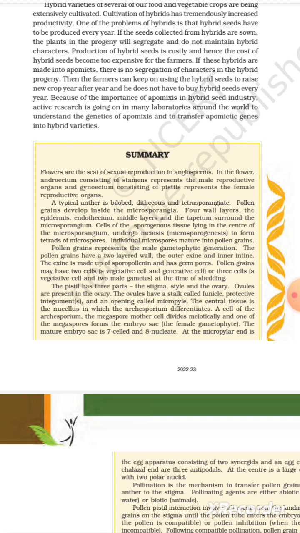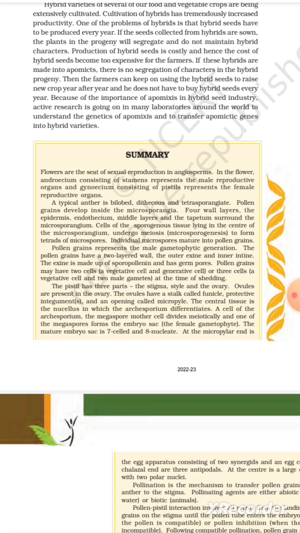At the time of shedding, the pistil has three parts: stigma, style, and ovary. Ovules are present in the ovary. Ovules have a stalk called the funicle, protective integuments, and an opening called the micropyle. The central tissue is the nucellus, in which the archesporium differentiates. A cell of the archesporium, the megaspore mother cell, divides meiotically, and one of the megaspores forms the embryo sac.